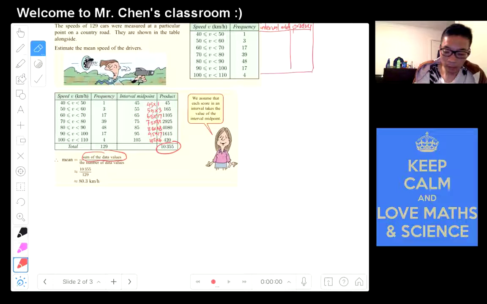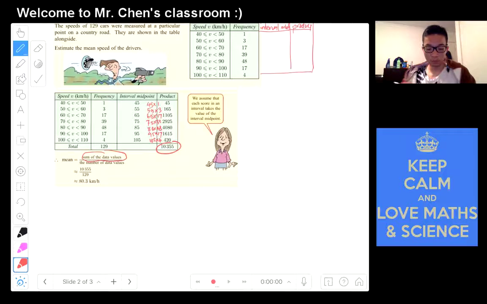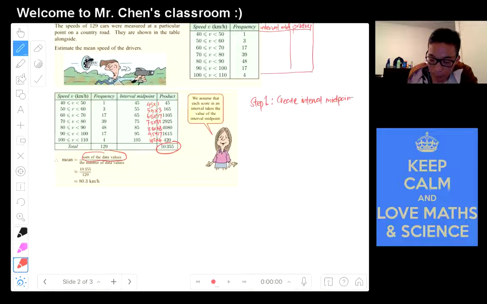So you just need to follow these rules. Step 1, you need to create an interval midpoint column, which is the middle one. So create 2 columns. Beforehand you need to create 2 extra columns.